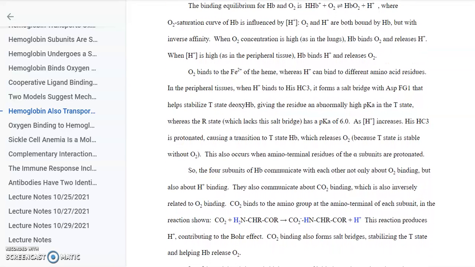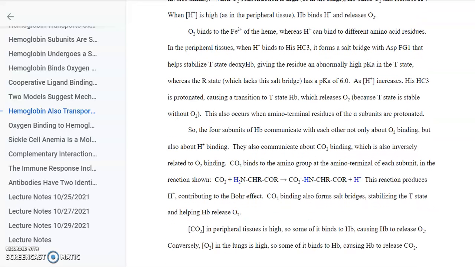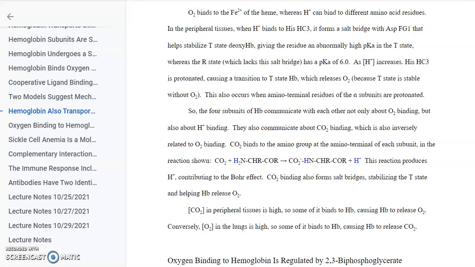O2 binds to the Fe2+ of the heme, whereas H+ can bind to different amino acid residues. In the peripheral tissues, when H+ binds to histidine HC3, it forms a salt bridge with aspartate FG1 that helps stabilize T-state deoxyhemoglobin, giving the residue an abnormally high pKa in the T-state, whereas the R-state, which lacks this salt bridge, has a pKa of 6.0.